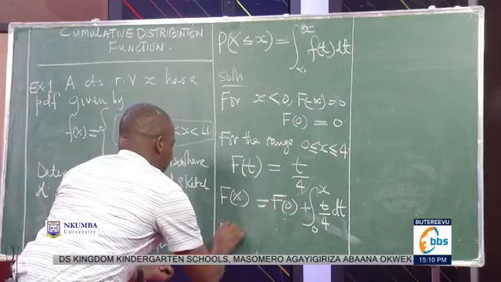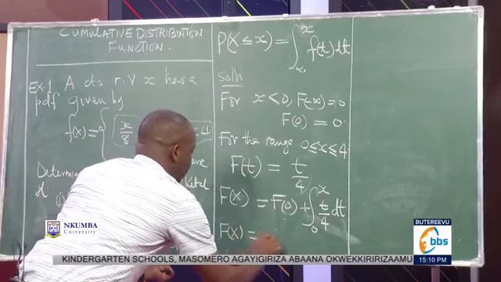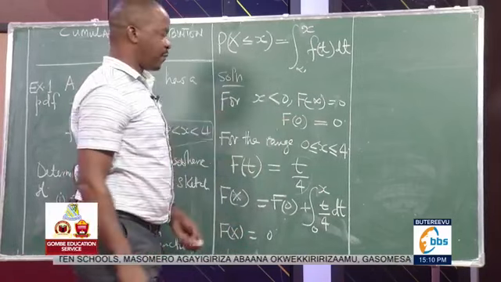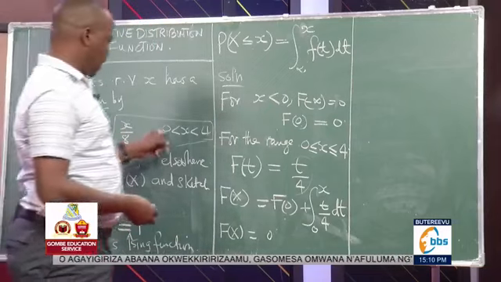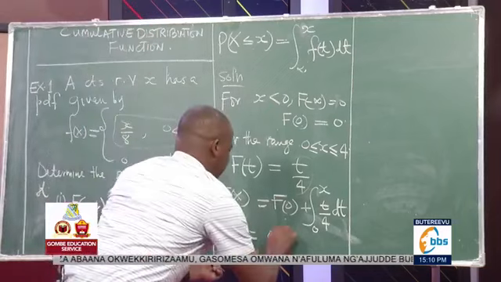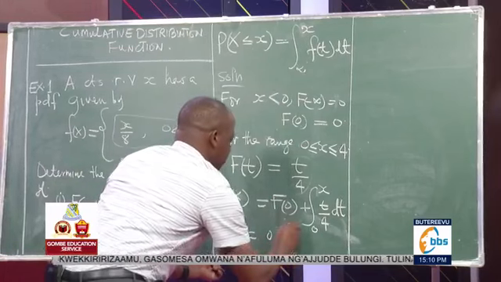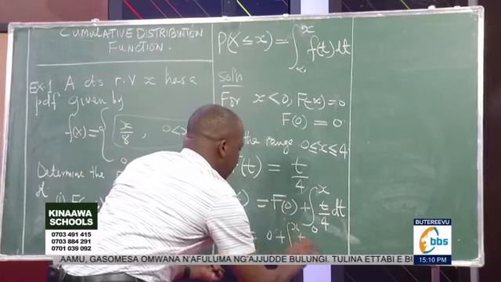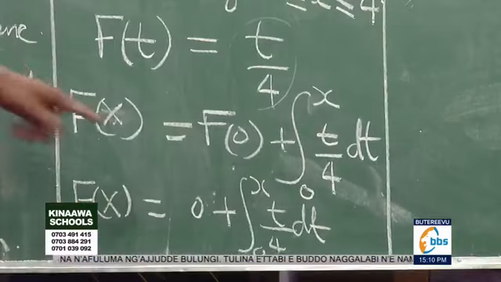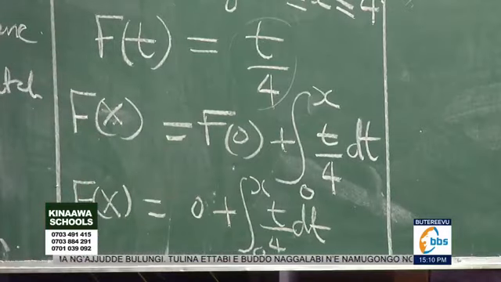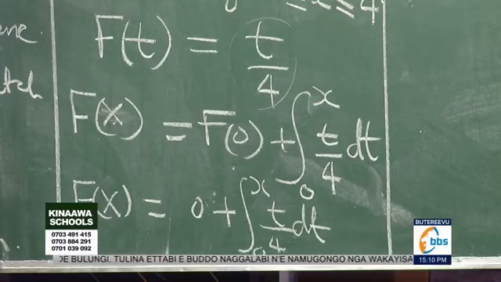So our f of x will definitely be equal to 0, because here we have the minimum limit of the cumulative function according to our range is 0, plus we integrate from 0 to x t out of 4 dt. Now when we integrate here, we already looked at integration. We have been dealing with integration all through.